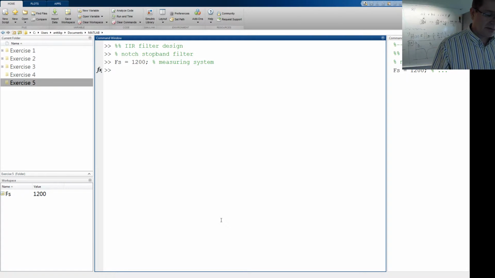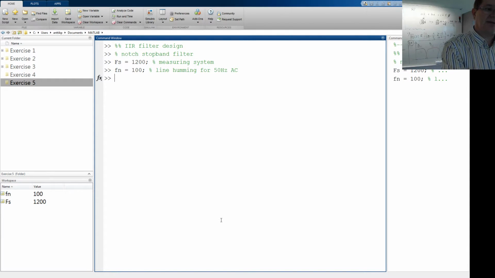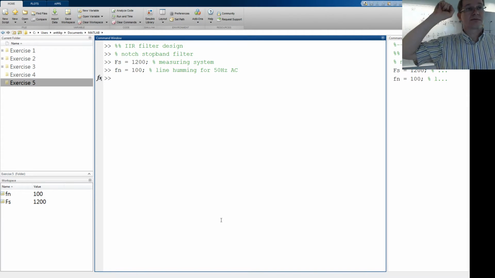Anyhow, so we have this noise frequency of 100 hertz. That's common in Europe. Line humming. Of course, nowadays we also have all sorts of other humming sources with higher frequency because of the switch power supplies. Okay, but there we have the sampling rate and we have the Fn. We can now start designing the filter. Right.